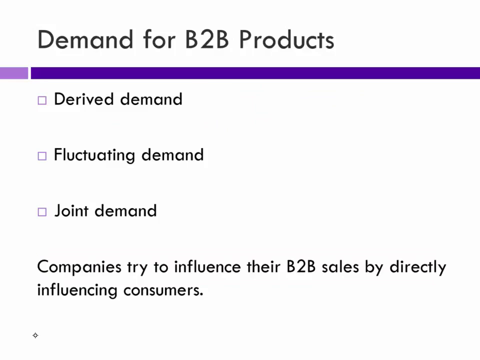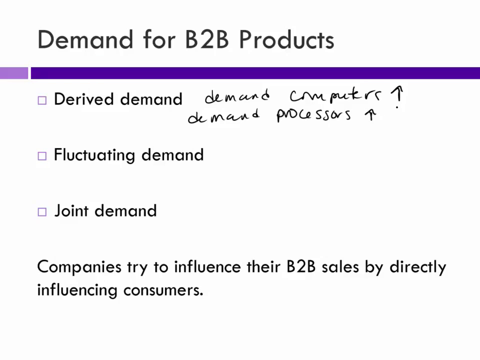The demand for business-to-business products, we talk about a couple different things here. Derived demand is demand that is derived from another product's demand, I should say. So, for instance, if the demand for computers goes up, the demand for processors in the computer will also go up. And the same thing with going down. So if you're making something that is part of another product, then obviously the demand for your product will depend on what's happening with the other product.